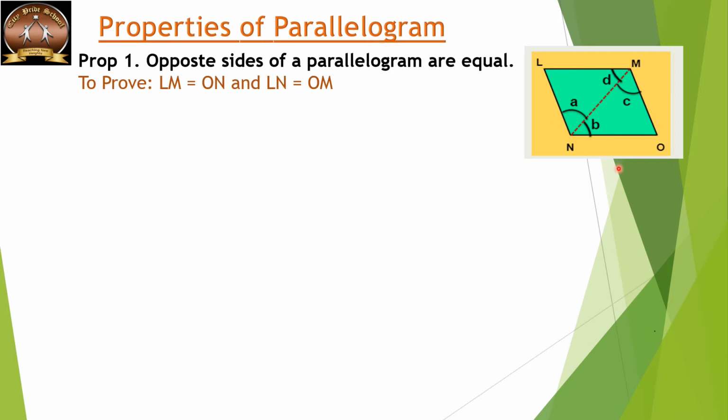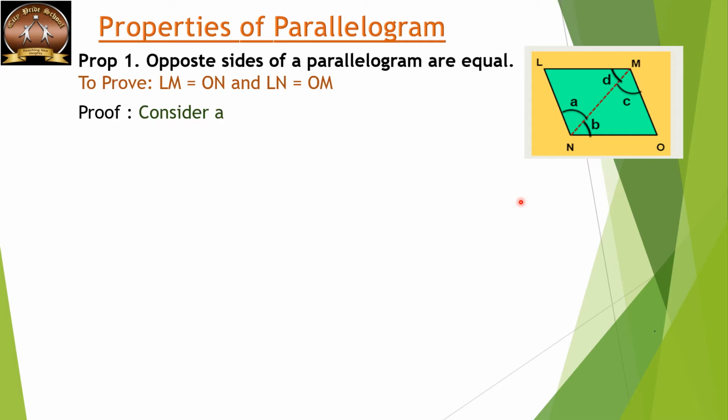Now we know various congruence rules. We are going to use one of them, like ASA, SSS, RHS. There are many rules by which we can show that triangles are congruent. So first, let us write whatever drawings or constructions we have done on the quadrilateral parallelogram.